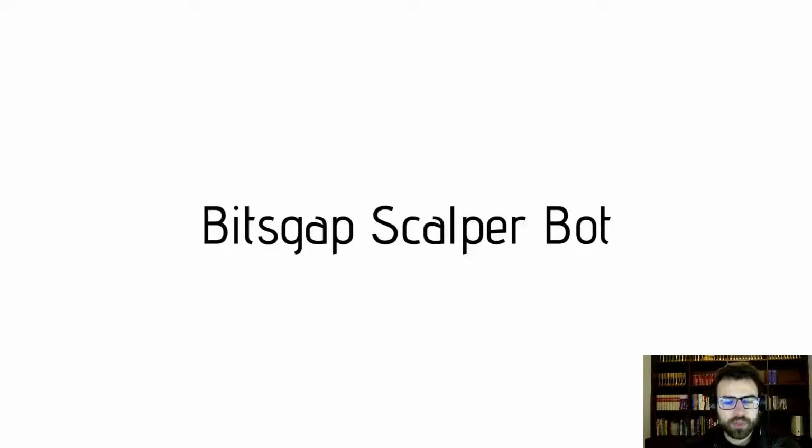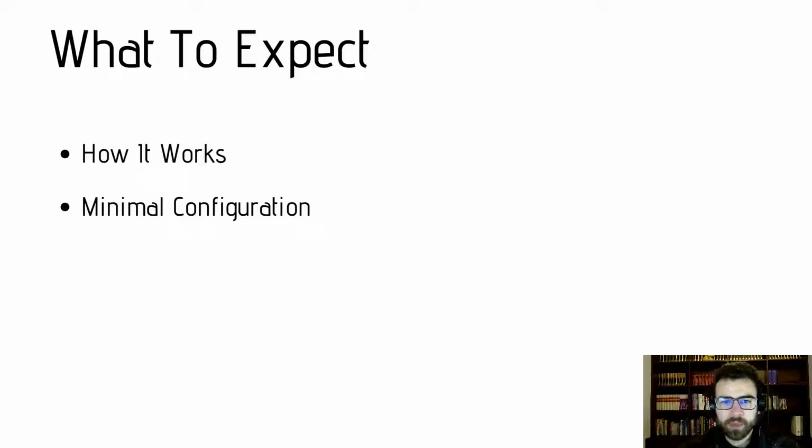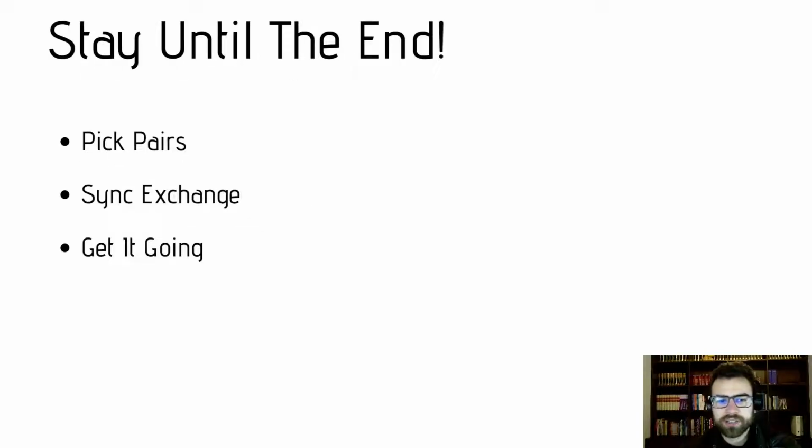In this video we're gonna be taking a look at how you can make money using the Bitsgap Scalper Bot. This is still a bot which uses the grid concept, but it has some differences as you will see later on. So we are gonna go through all of the steps required to put it to work, the configuration that it needs, which is very minimal, and if you stay until the end you are going to get to see how to pick pairs that have good performance with this specific strategy, how to sync the exchange, and how to get everything else going. So stay tuned if you would like to check that out.